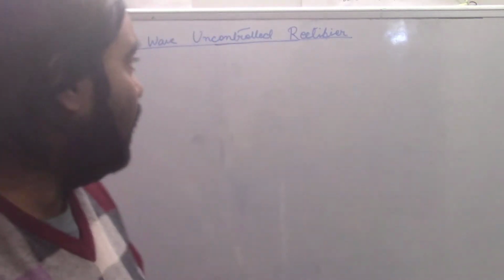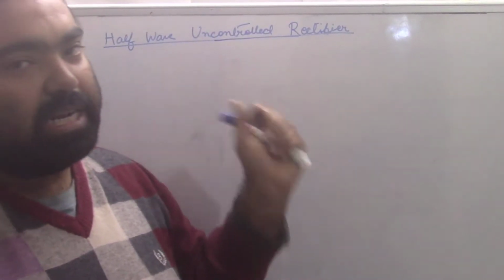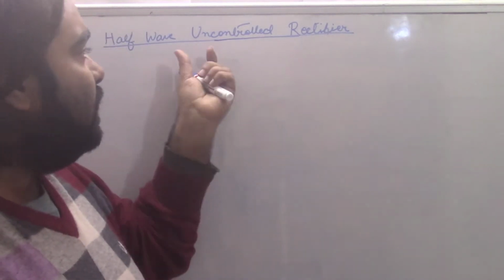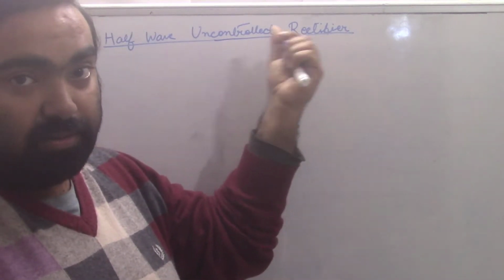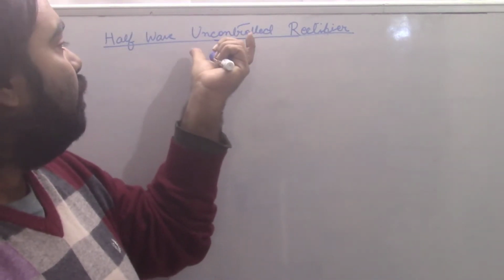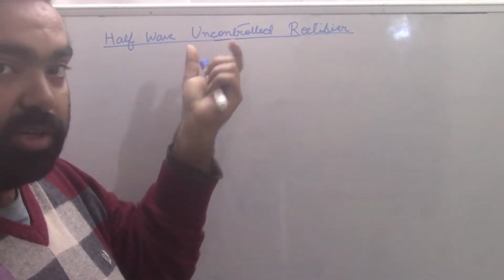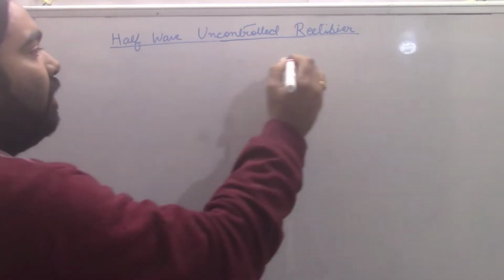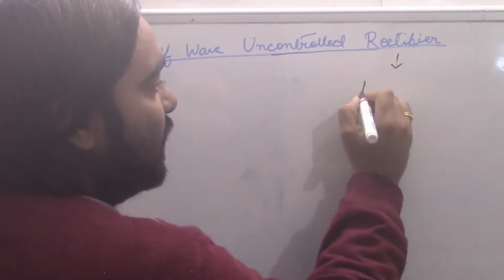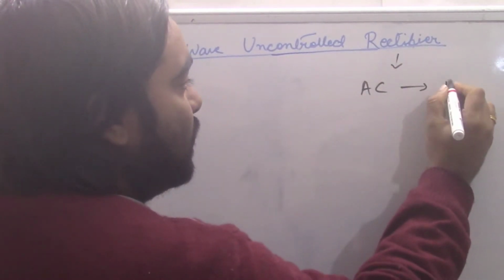Today's topic is the half wave uncontrolled rectifier. In this, we will see why we use a rectifier first and what we mean by uncontrolled. The first thing is that a rectifier is used for converting AC supply to DC supply.